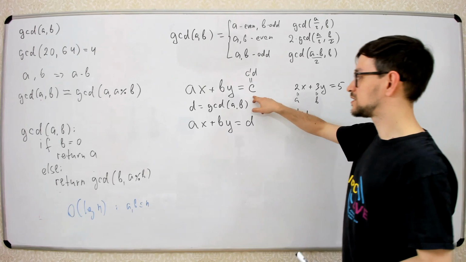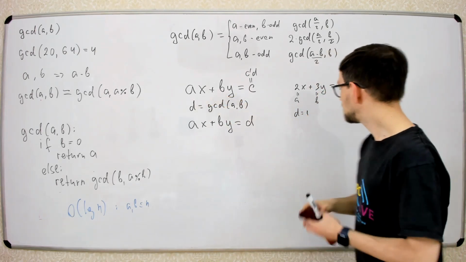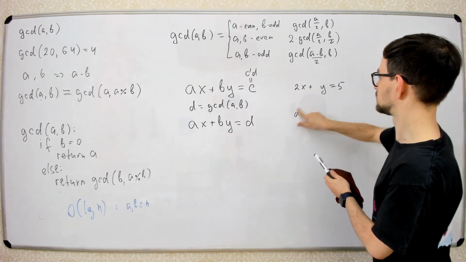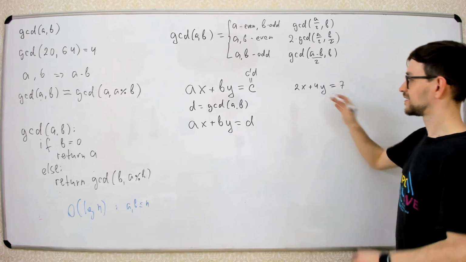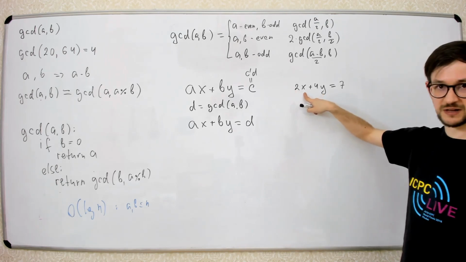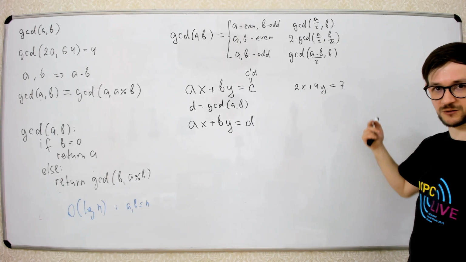So C shouldn't be divisible by A or B. It should be divisible by the greatest common divisor. If you have something like, let's say, plus 4y equals 7, then there's always no solution, because this part is even, this part is even, so the result must be even. So it cannot be equal to 7.